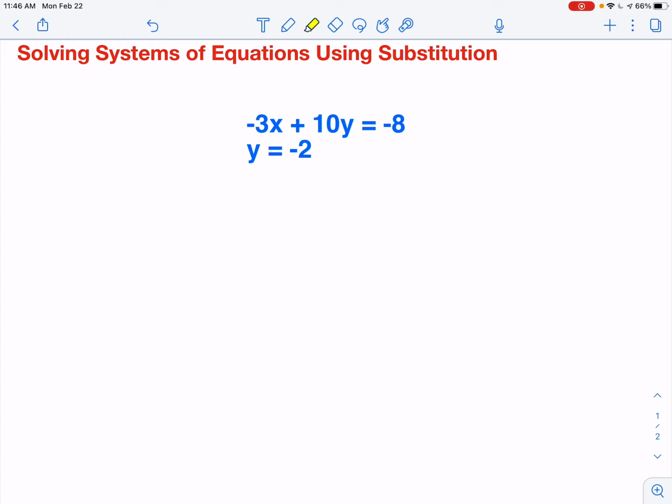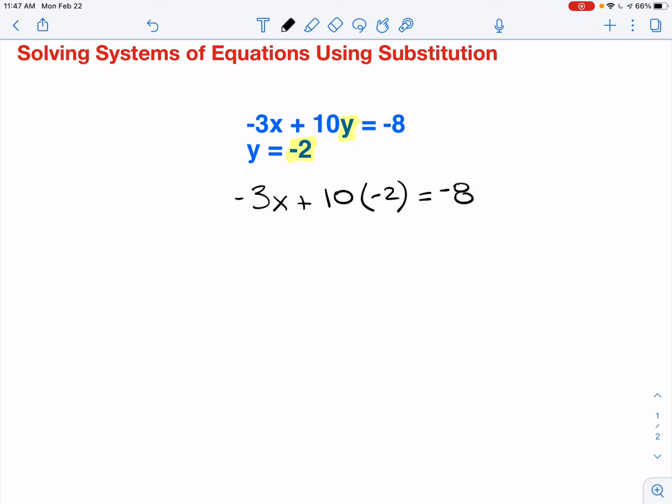When I look at my equations here, I'm trying to figure out, do I have an equation that has a y equals or an x equals? If I look at my second equation here, I can see that y equals -2. So what I'm going to do is take that -2 and substitute it into the first equation where the y is. So here's my first equation, -3x plus 10. Now instead of y, I'm going to take out the y and substitute in the -2, because that's what y equals in the second equation.